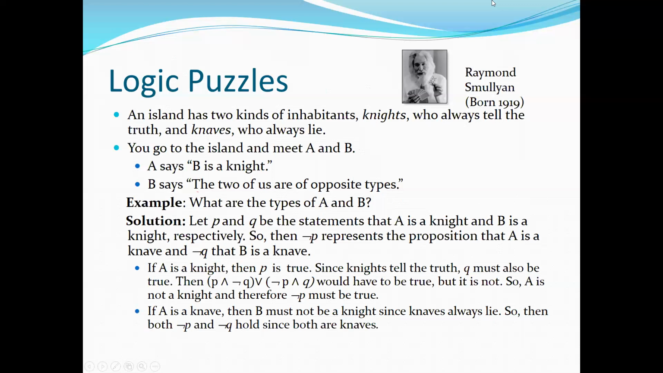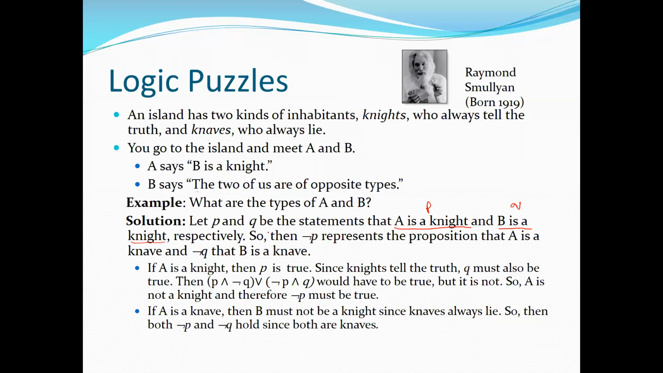Let's denote these statements with two propositional variables P and Q. So "A is a knight" is represented with P, and "B is a knight" is Q, right? Then not P will obviously represent the proposition that A is a knave, meaning A is not a knight, and not Q will represent that B is a knave, right?